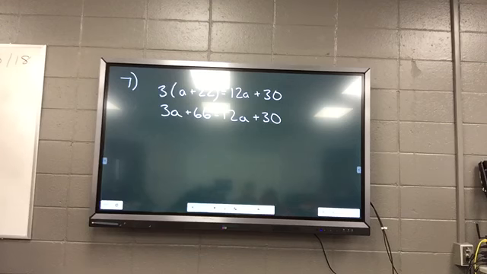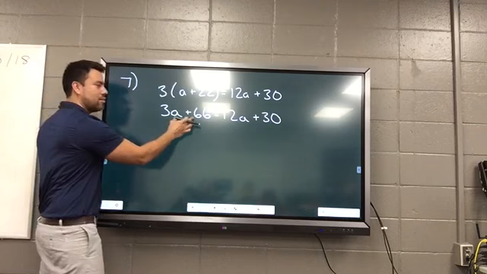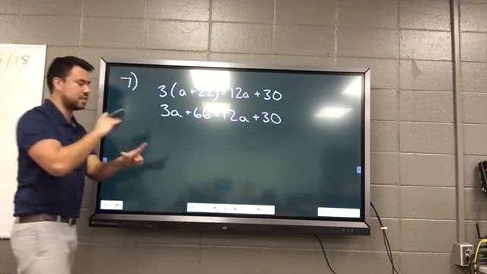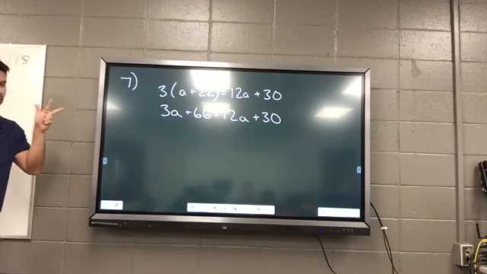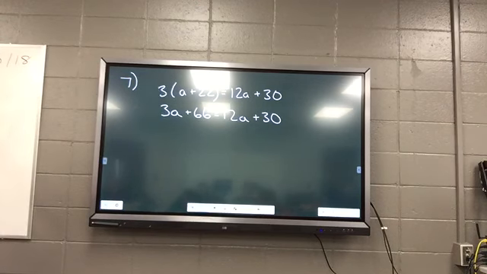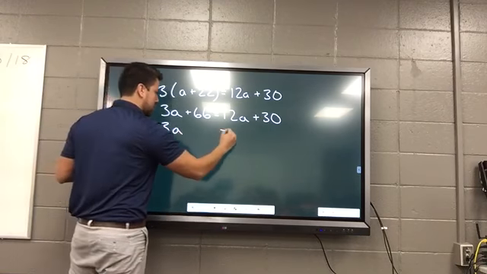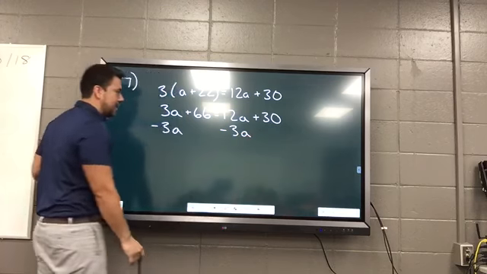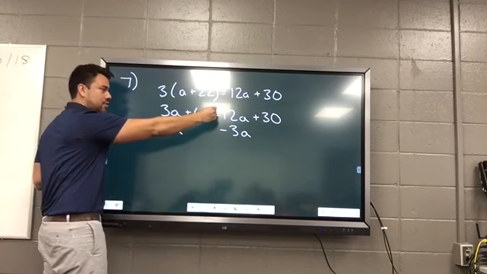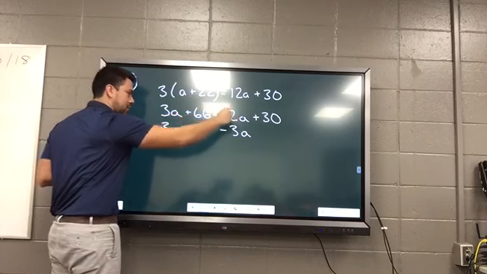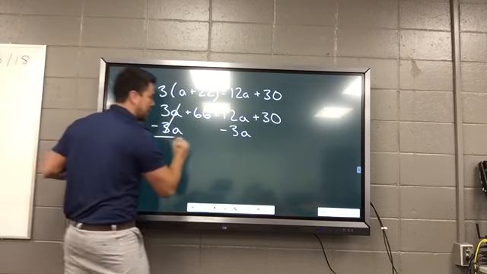Step 2, are there any like terms on either side? Like terms here? Like terms here? Nope, step 2 is done. Step 3, what do you want to do? Jack? Subtract 3A from both sides. Keep it easy for us. From both sides we did that. Notice the equal sign. You subtracted 3A from here and from here. Okay, that cancels that out.